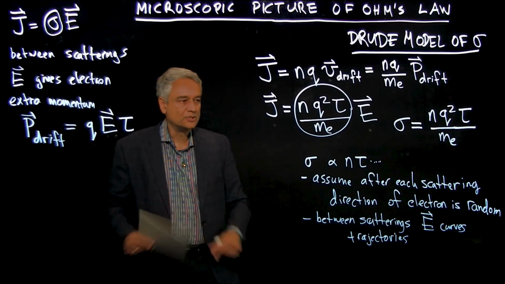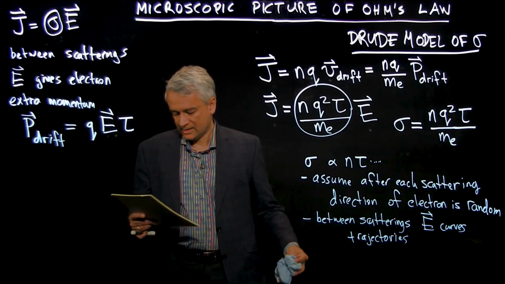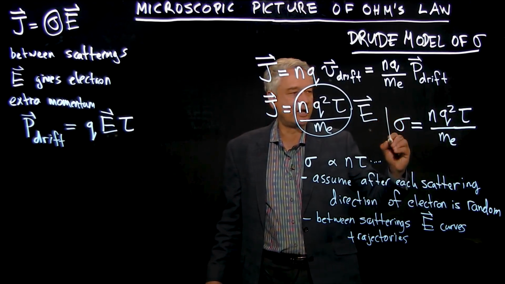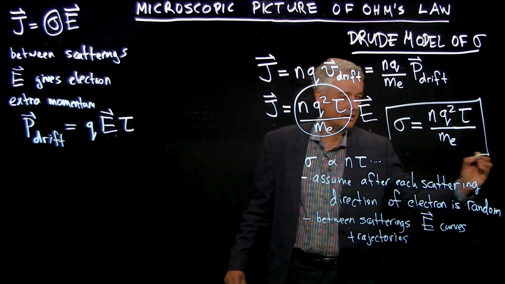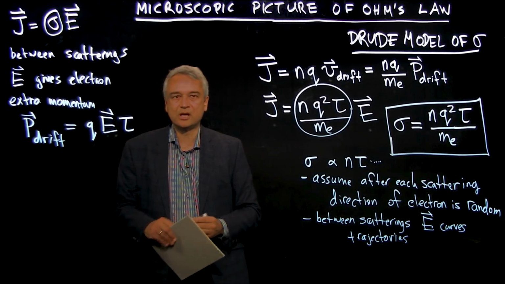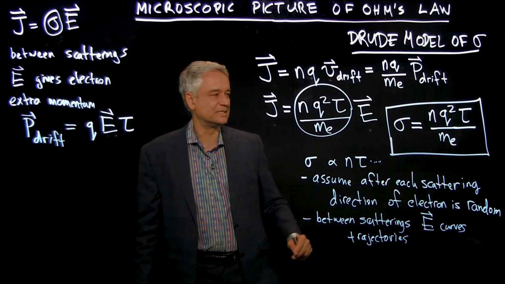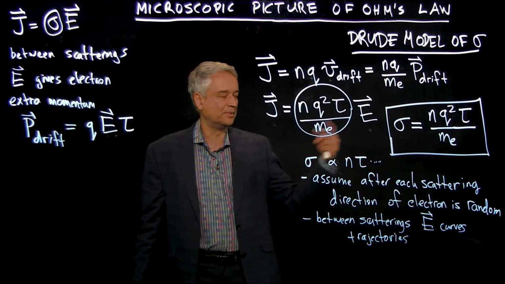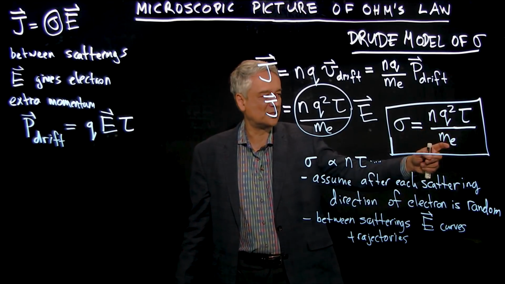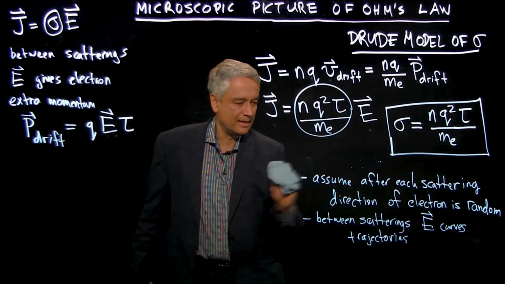Okay. So where are we? We have an answer for the conductivity, which is a macroscopic quantity that arises in Ohm's law. So this is the conductivity in Ohm's law, in terms of microscopic physics, the microscopic properties of copper or aluminum or gold, N and tau, and fundamental constants, the charge of the electron and the mass of the electron. So let me end by putting in numbers.